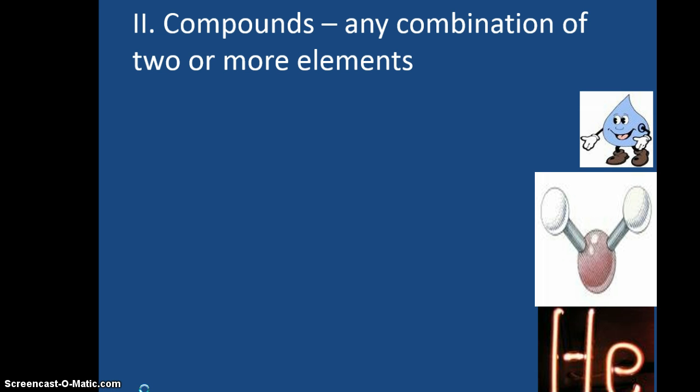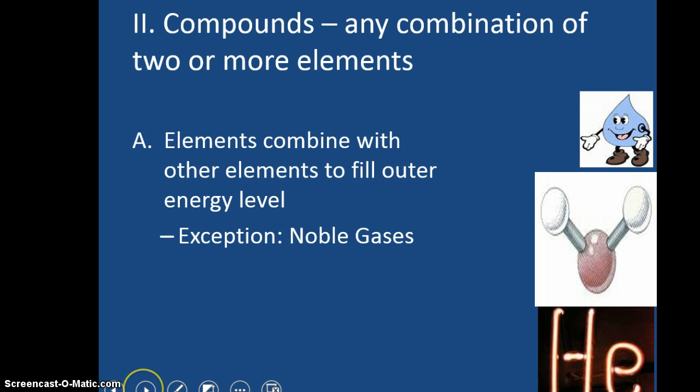Compounds. Compounds we talked about back in chapter 2, but a little bit more about them in this chapter. Compounds are any combination of 2 or more elements. Elements combine with other elements to fill outer energy levels. The exception would be noble gases because they are already stable with their 8 electrons in their outer shell, or helium with its 2.